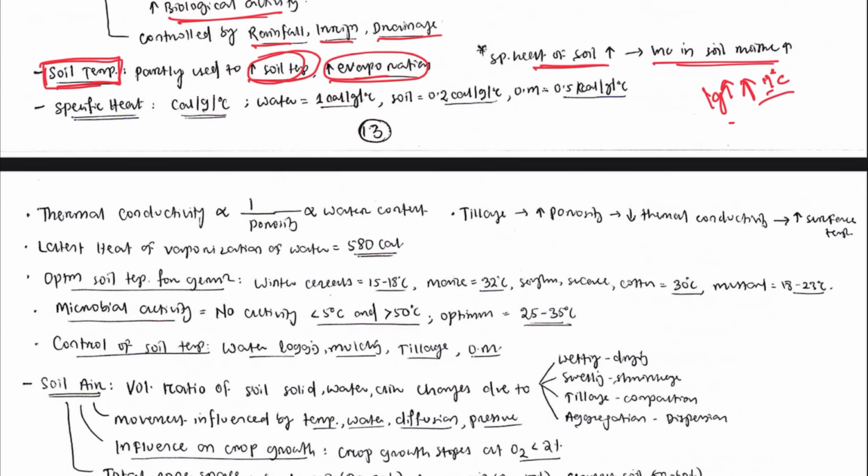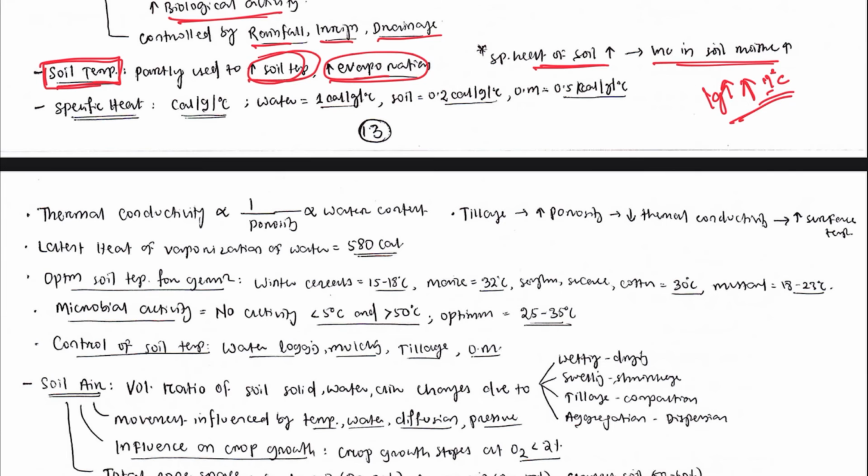To increase 1 gram of a substance by 1 degree Celsius, the heat required is called specific heat. The specific heat of water is generally 1 calorie per gram per degree centigrade, but the specific heat of soil is 0.2 calorie per gram per degree centigrade. So for dry soil and wet soil, more specific heat, or more calories, is required to raise the temperature of wet soil by 1 degree Celsius.